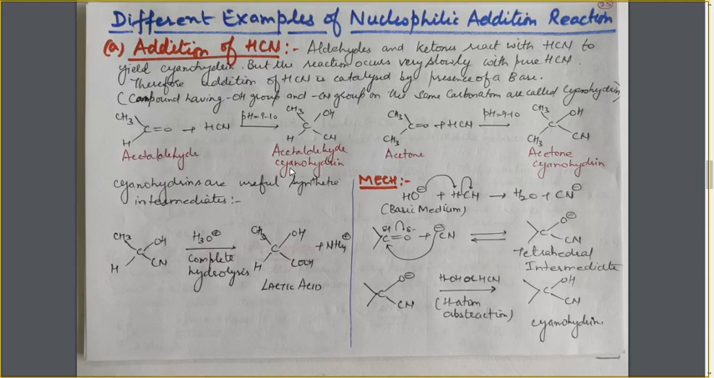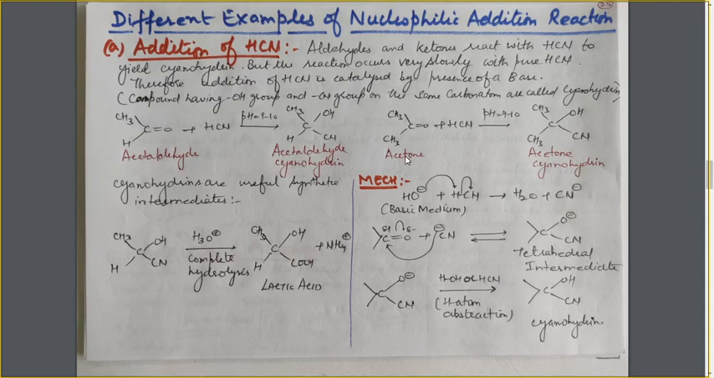The addition products formed during this reaction are known as cyanohydrins. What is a cyanohydrin? Cyanohydrins are those compounds in which the same carbon atom has both the OH group as well as the CN group. So, in the case of addition of HCN, the products obtained are cyanohydrins.